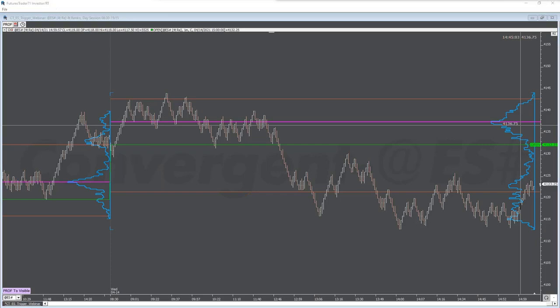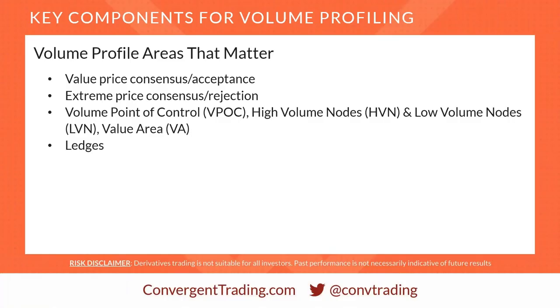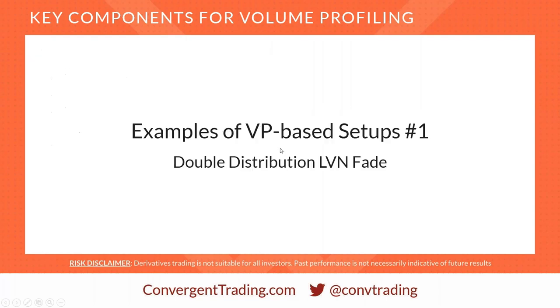Okay. And then the last piece, there are many pieces, but the last piece I'm going to cover is ledges. Ledges are areas where the market has a lot of volume, and then in the very next tick, it has no volume at all. So there's a huge disparity between acceptance and lack of acceptance. That leaves us with a ledge. Ledges are often retested areas and are good setups for a pullback or a breakout. We'll show you that in a minute. So let's talk about trading setups.